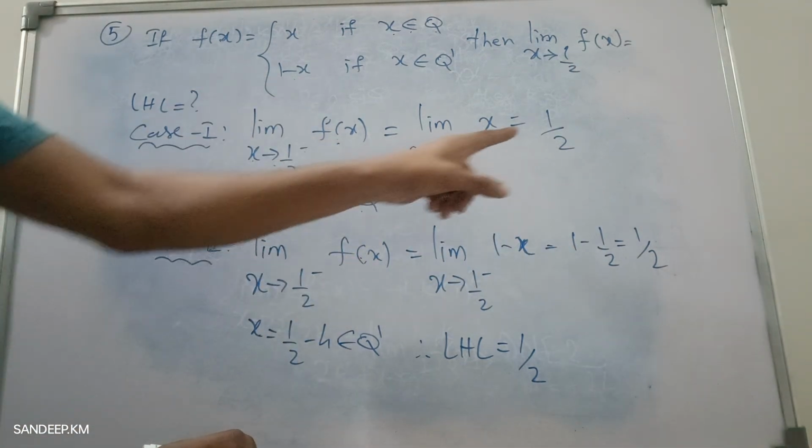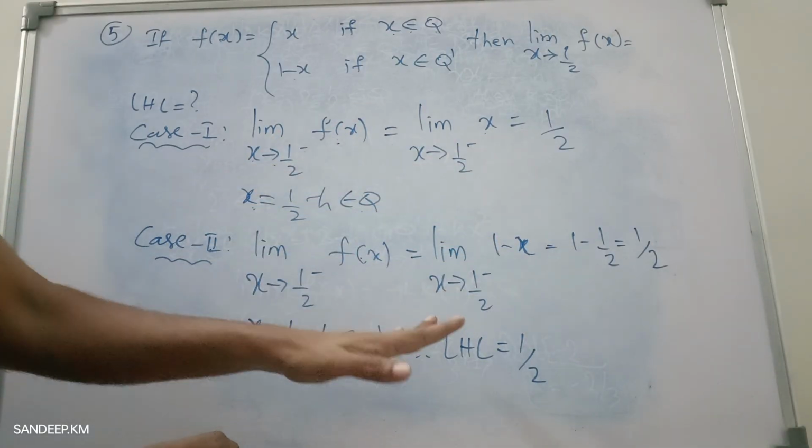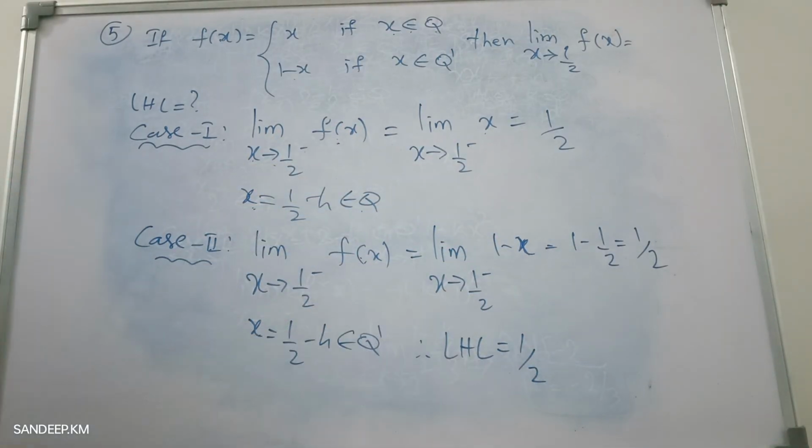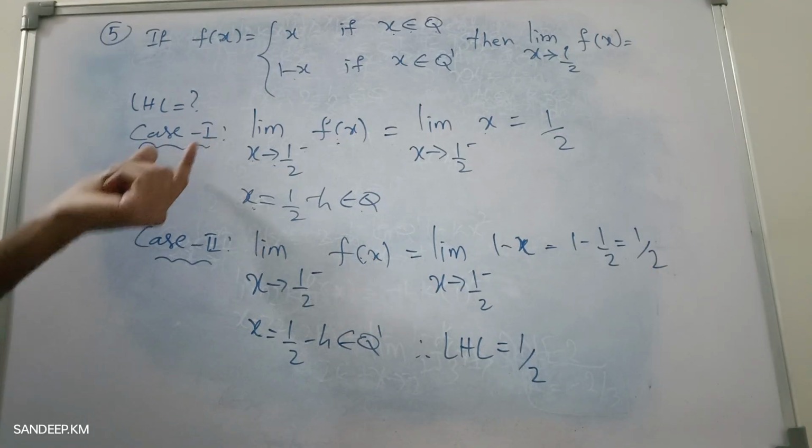But in this case, we got the same answers in case 1, and also in case 2, we got left hand limit as 1 by 2. Therefore, LHL is equal to 1 by 2. Now, dear students, can you find RHL? Same way, you have to split it into case 1 and case 2.